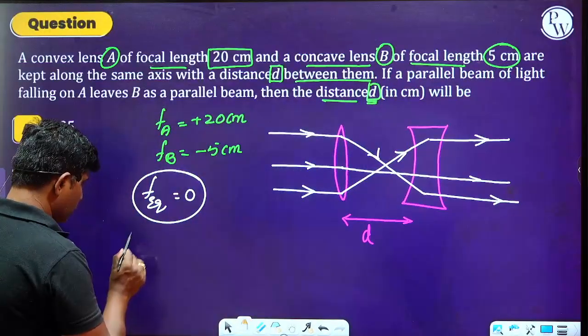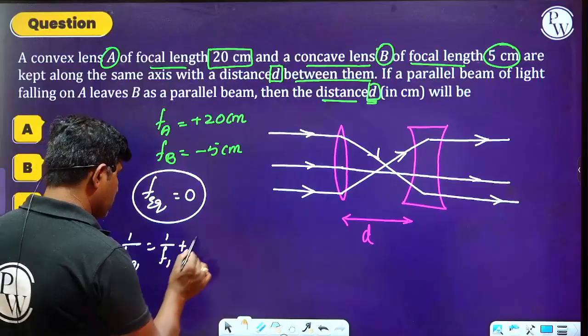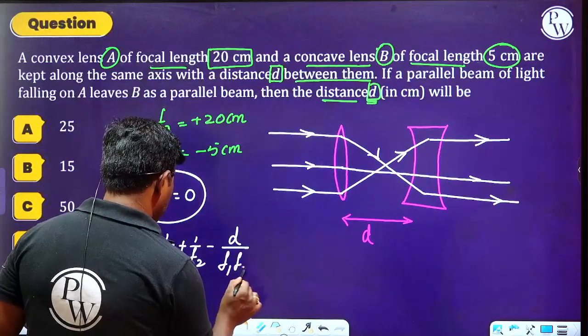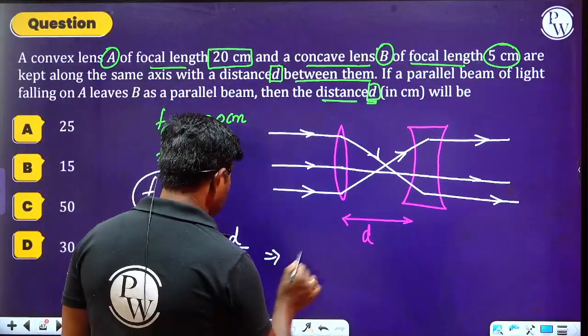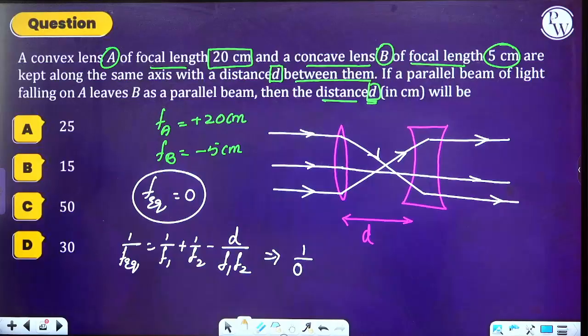Use a relation here: 1 by F equivalent is equal to 1 by F1 plus 1 by F2 minus d divided by F1 into F2. So 1 by 0. What can you say about the effective focal length here? Effective focal length will be equal to 0. Is it clear? I hope you are understanding and we can do this problem.